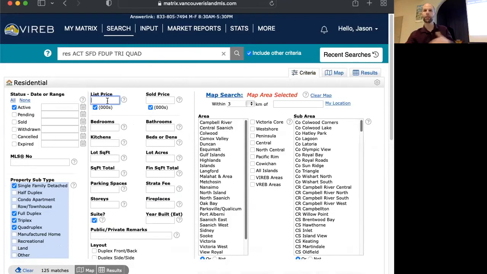So what's the most we want to pay for a house with a suite or a duplex, triplex, fourplex? What's the high end? 800,000. Great. So that narrows it down to 34 matches.